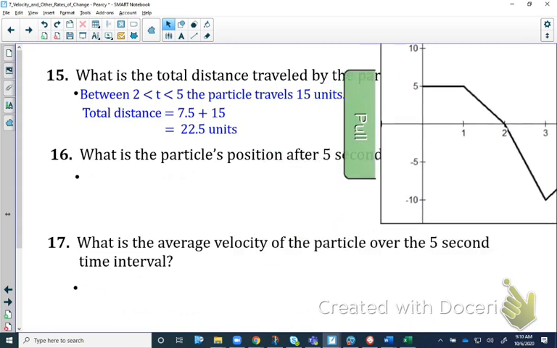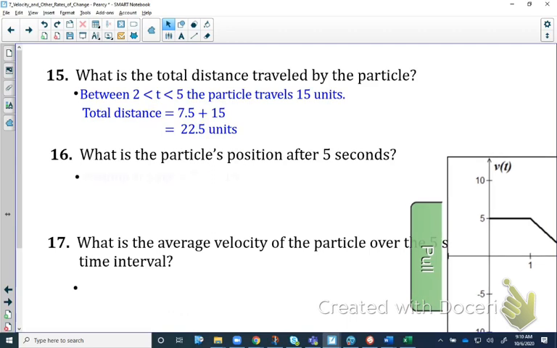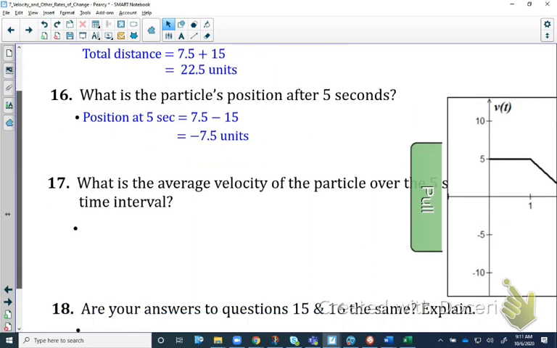Now the next one is talking about the particle's position after those 5 seconds. The position in this case is going to be the difference between the motion to the right and to the left. This is what we would typically think of as a displacement. It might have moved a total of 22.5 units, but in relation to where it started, this is where we take the difference between the left and right motion, or the up and down motion. So it's negative 7.5 units, to the left of where it started when it stops.